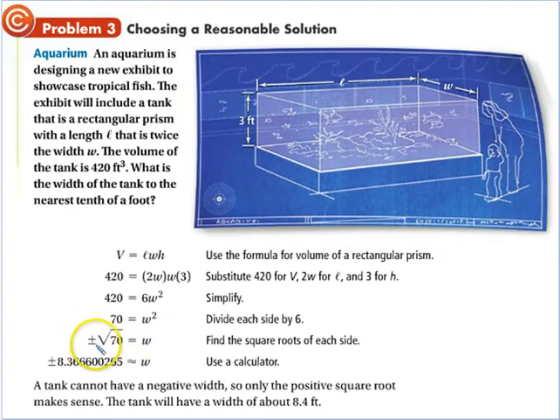W is then the positive and negative square root of 70, which means there are 2 answers. Either the answer is going to be 8.4 feet or negative 8.4 feet. Remember, it said choosing a reasonable solution. It doesn't make sense to have a negative width. So the final answer would be 8.4. So we use the fact that we know the volume of a rectangular prism, length times width times height. We use the fact that the height is 3, the width is W, and the length is the same thing as 2 times W. And then we go through the process of solving it.